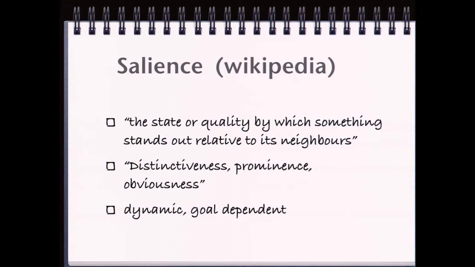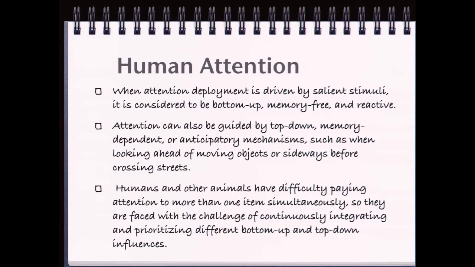So let's look at why I'm using this word salience. The dictionary definitions use the term in a rather static way, talking about the state or quality of things standing out with respect to their neighbors. I'd like to suggest it's dynamic and also goal-dependent. And so a better place to look for definitions of that is from people studying human attention.